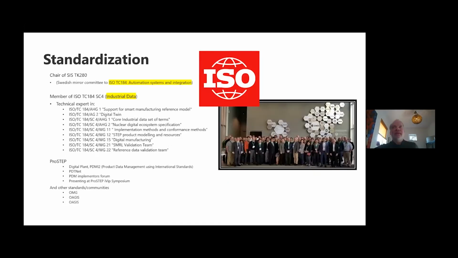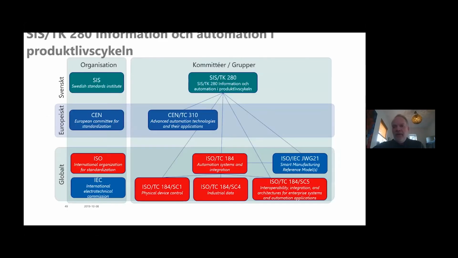And I will show you the next slide. This is an organizational picture here, and it shows at the top that within the Swedish Standards Institute we have this Technical Committee 280, which is a mirror committee of an international technical committee within ISO, ISO Technical Committee 184. Within that ISO Technical Committee, there are 3 subcommittees, and this group, the Swedish TK280, is a mirror where we work with these 3 subcommittees inside ISO.